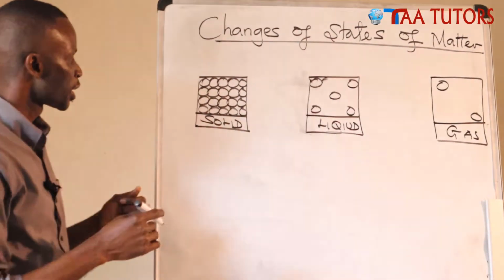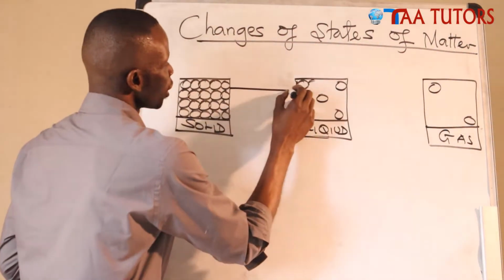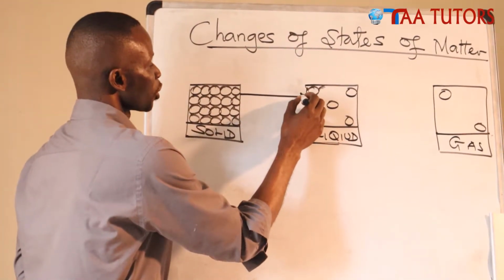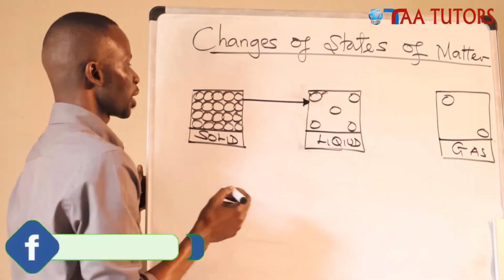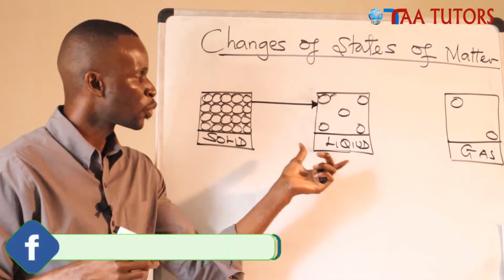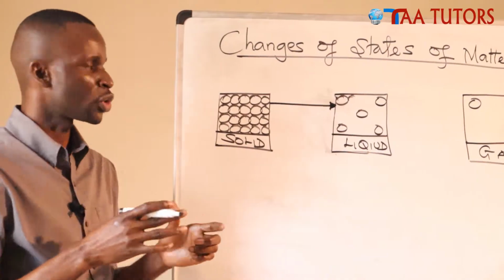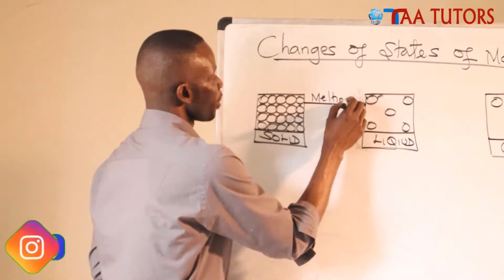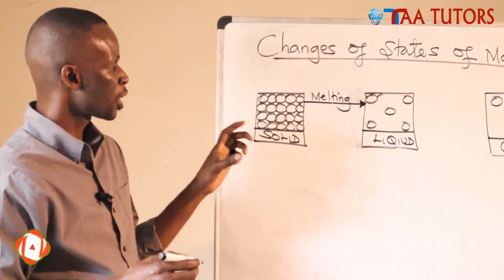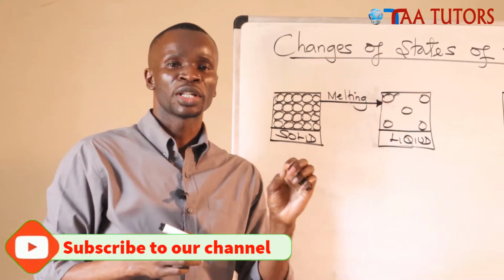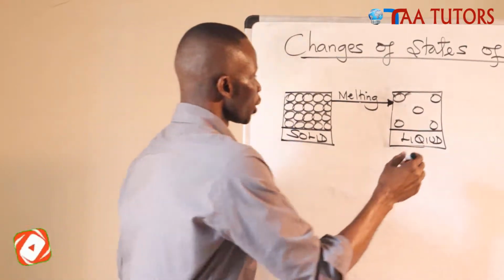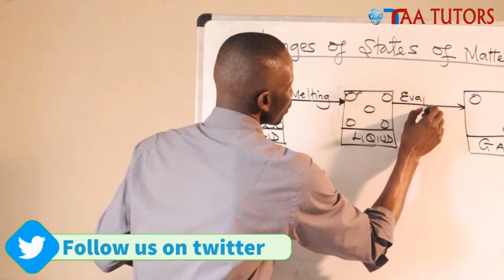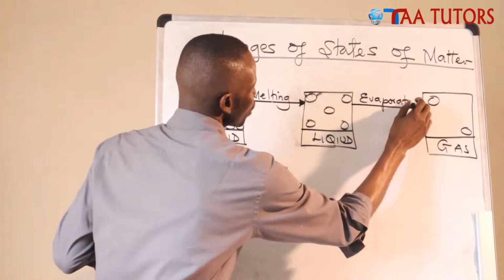We know ice is the name of water in solid state. We know water is very common, so I'll use the word water for solid, liquid, and gas. For us to change solid into liquid, if you want to change ice into water, we need to heat, and that heating produces what we call melting. So the change of state of matter from solid to liquid is called melting. When I change liquid into gas, that one is called evaporation.